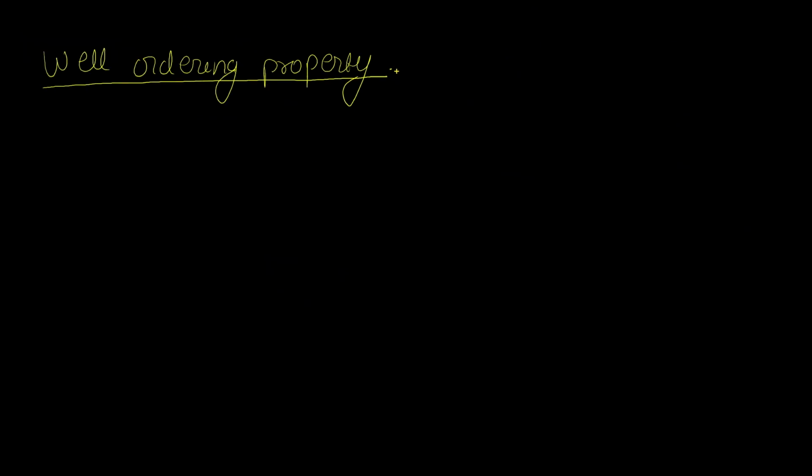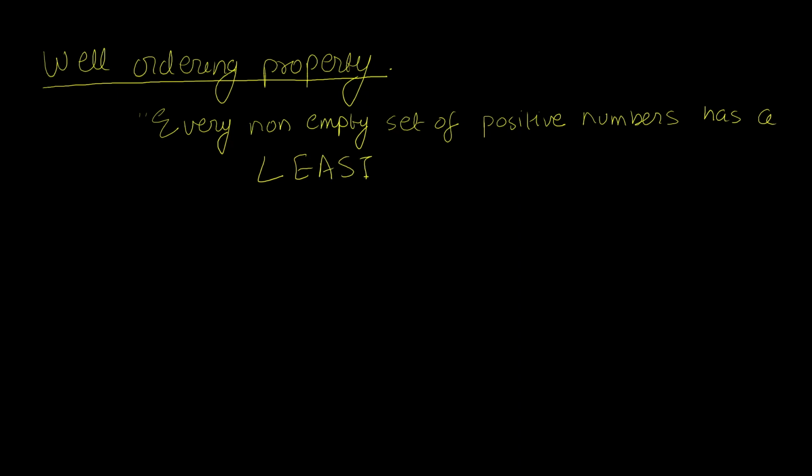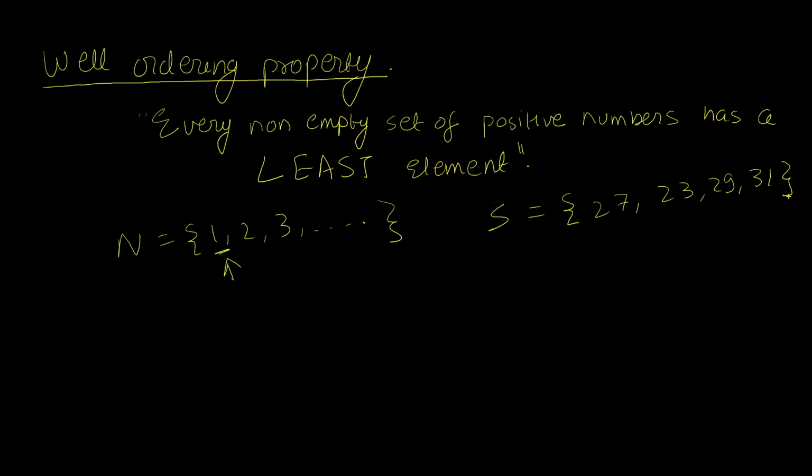This should be a relatively quick discussion because it has a very simple statement. Every non-empty set of positive numbers has a least element. If I consider the set of natural numbers, for example, we can see that this has a least element of 1. And I could have any arbitrary set with positive numbers. As long as we can ensure that this set is non-empty and only has positive numbers, we can guarantee that it has a least element. And for this set, we see that the least element is 23.